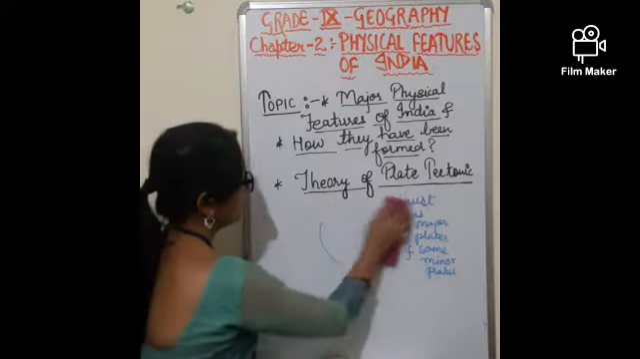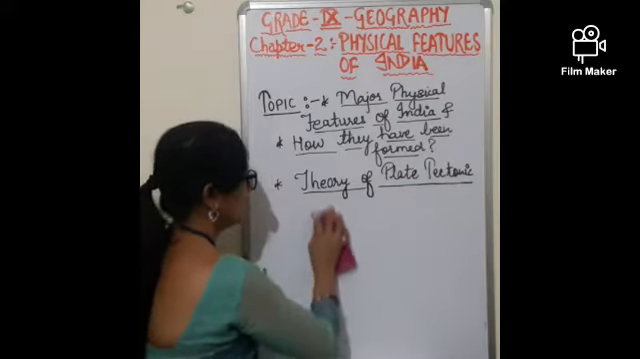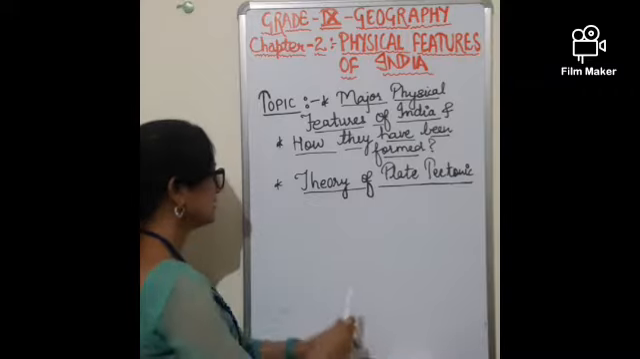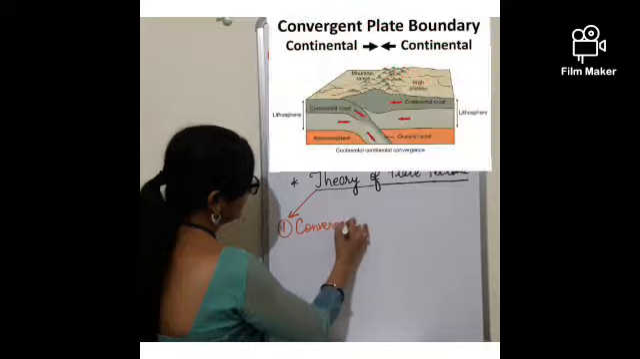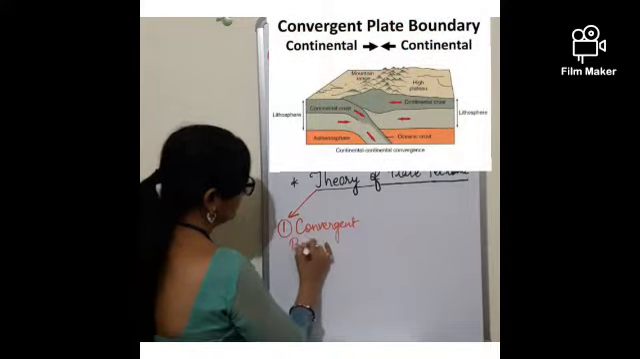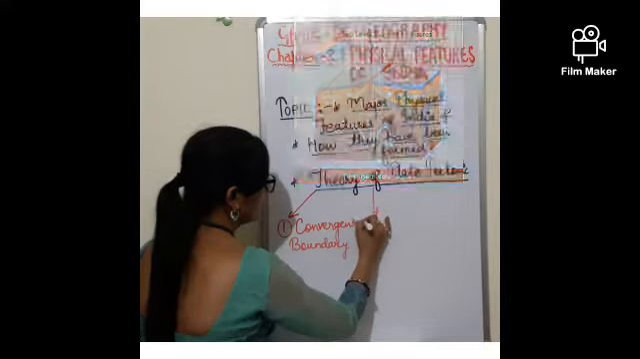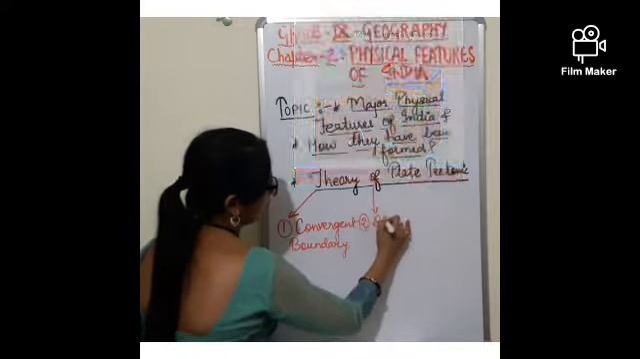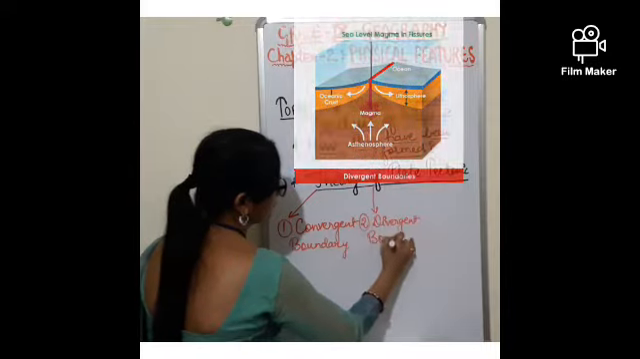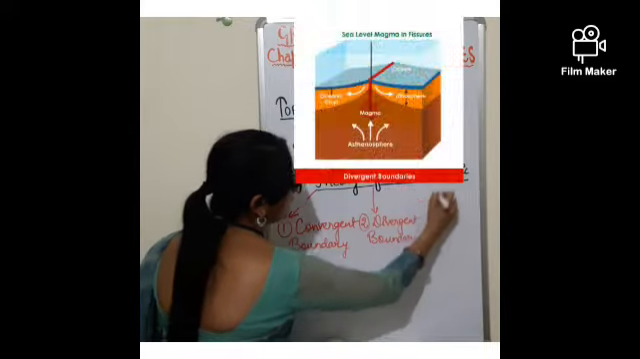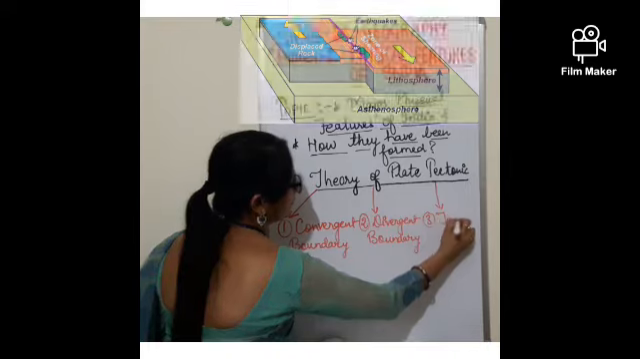So there are broadly 3 processes through which we can understand the different activity and the land formation. These 3 processes, number 1 is convergent boundary, and number 2 is divergent boundary, and number 3 is transform boundary.